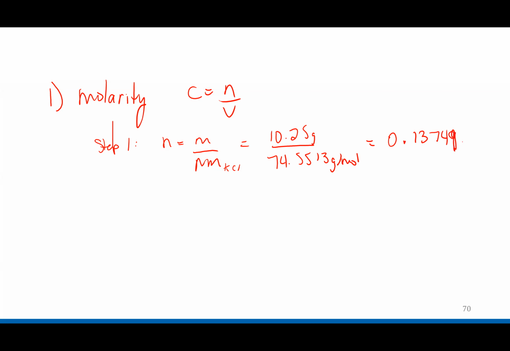Oops, that's a 9. Moles. Now, I can only have 4 significant figures because my question only has 4 significant figures. So we'll round that at the end. We don't need to round it yet.